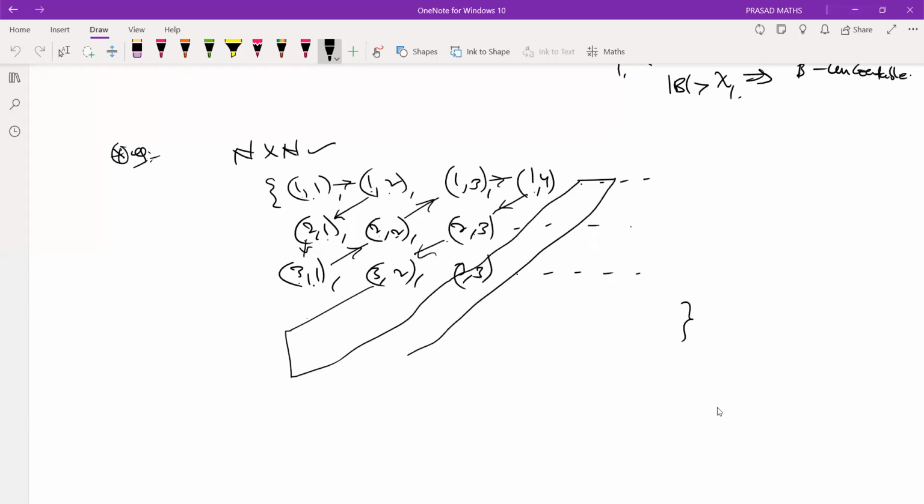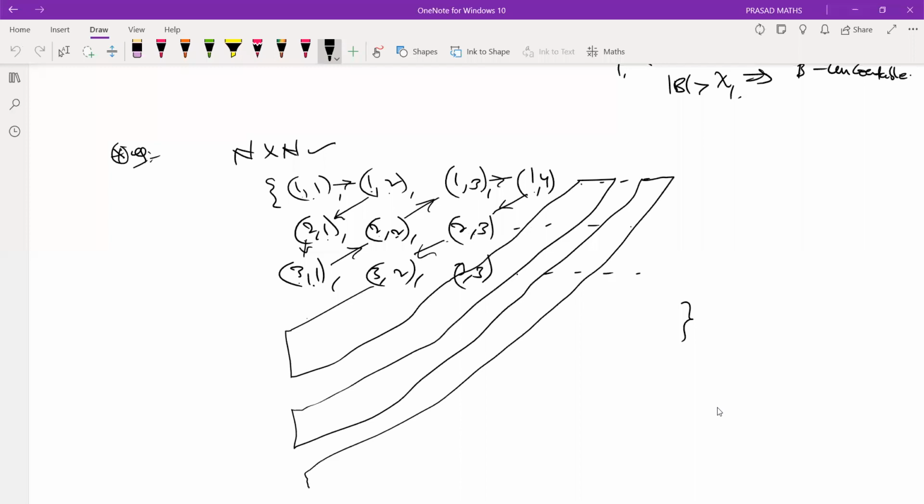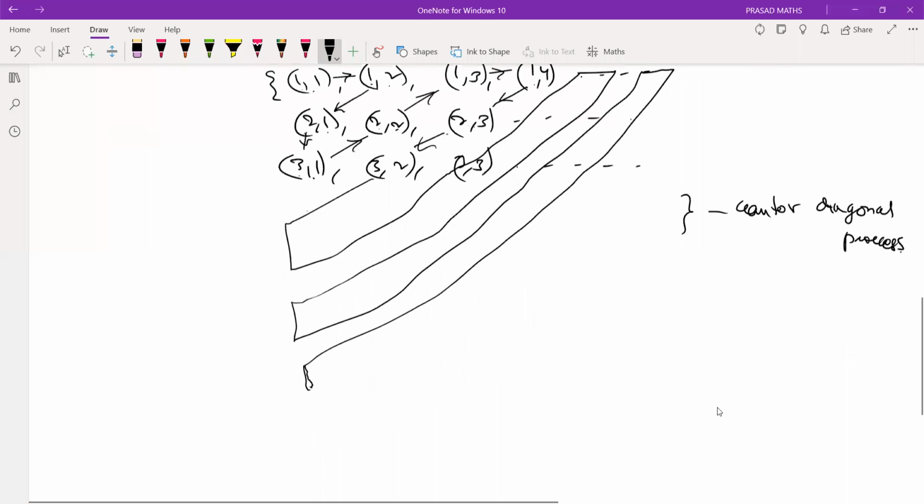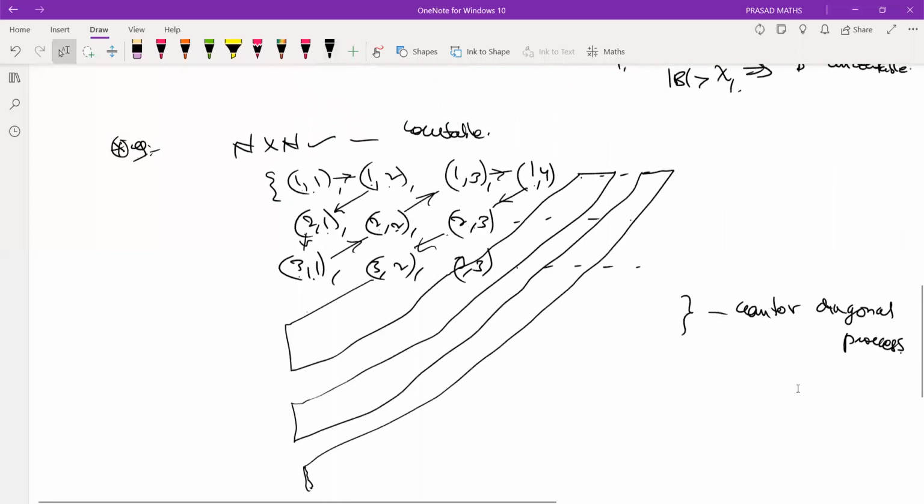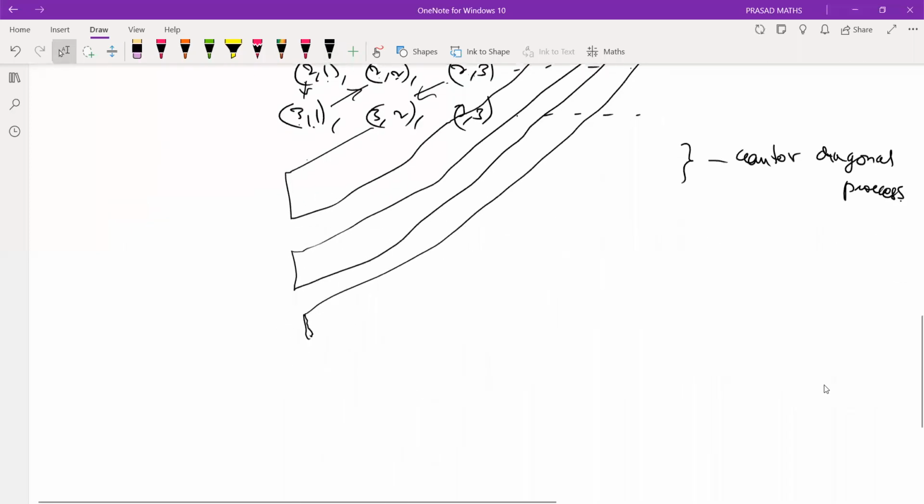Going on like this, we can count the elements in natural numbers N cross N by this process. This we call the Cantor diagonal process. Total cardinality is defined by the Cantor diagonalization. So by the Cantor diagonal process, it is a countable set. Right?